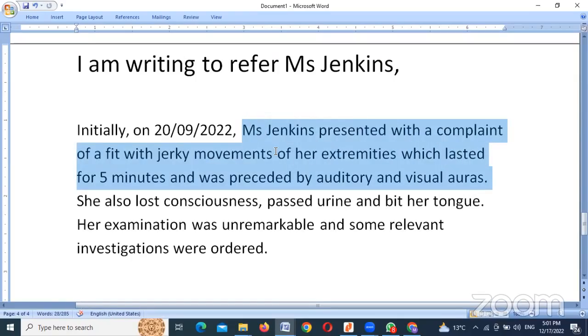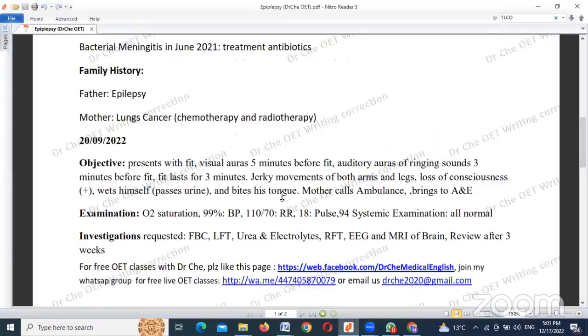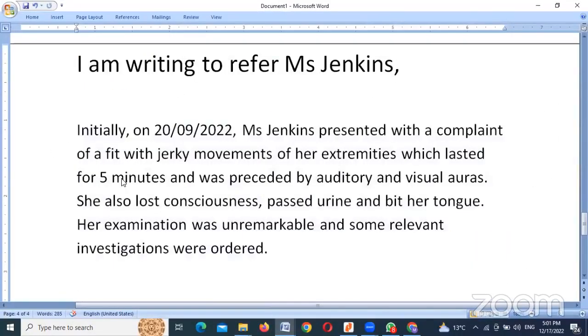You can see. Do you understand? Just write something in the chat so that I can see that you people are participating actively. Do you understand how to organize within the paragraph? So there was a fit. How was the fit? With jerky movements of her extremities, and this fit lasted for 5 minutes. I don't know exactly if it is 5 minutes or 3 minutes. Okay, 3 minutes, not 5 minutes. Okay, for 3 minutes.